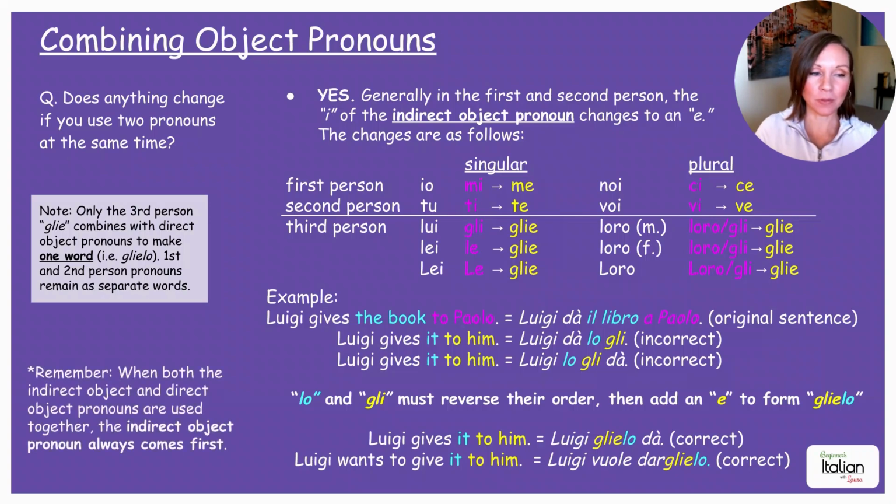Remember, when both the indirect object and direct object pronouns are used together, the indirect object pronoun always comes first. Okay, so just remember that. The indirect always comes first.